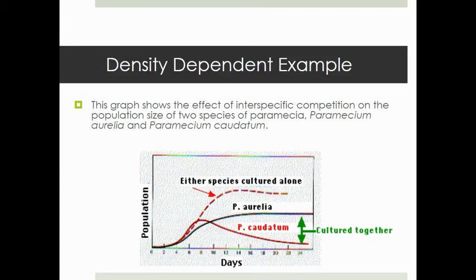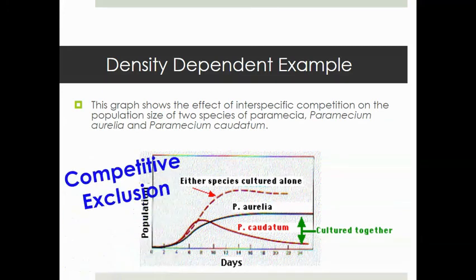What's going on here is it is being outcompeted. It is being outhunted. The Paramecium aurelia is much better at going ahead and hunting and eating the food in the area. Meanwhile, the caudatum, since it can't go ahead and compete, the numbers are starting to die off because they can't get enough food. So here's a great example of density dependent. This would be competition. This also represents the competitive exclusion principle, where we said that two organisms in the same area can't occupy the same niche without something like this occurring.